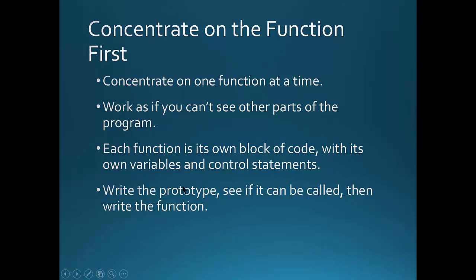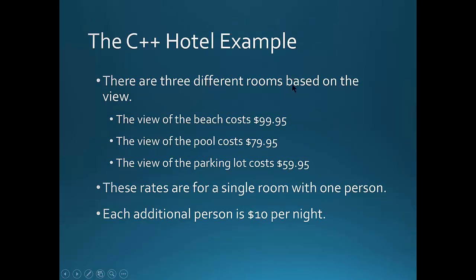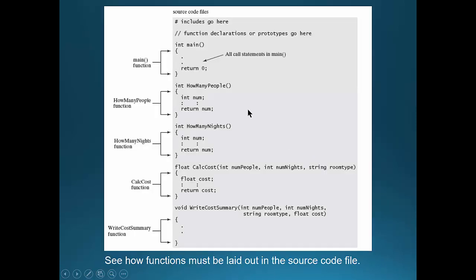So one way of writing your program is write the function prototype, and then you can see if it can be called, then write the function. Let's say we have an example here where we want to write a program for a C++ hotel, and there's different costs for different types of rooms. If there's a view of the beach, it costs $99.95. If it's a view of the pool, it costs $79.95. A view of the parking lot costs $59.95. And those are the rates for a single room with one person. Each additional person is $10 per night. So those are the business rules we want to write a program for.